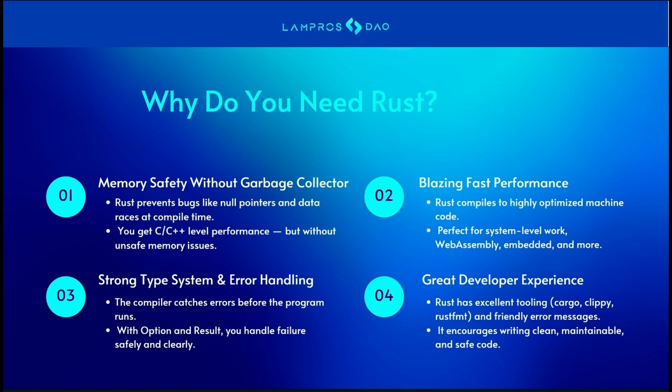The second point is blazing fast performance. Rust compiles to highly optimized machine code, so it provides blazing fast performance, and it can be used for low-level tasks like operating system design, IoT, blockchain applications, and web browser design. All these low-level tasks can be done by Rust. The third point is that a strong type system and error handling are provided by Rust, along with a great developer experience. So these are some points that answer why we need Rust.